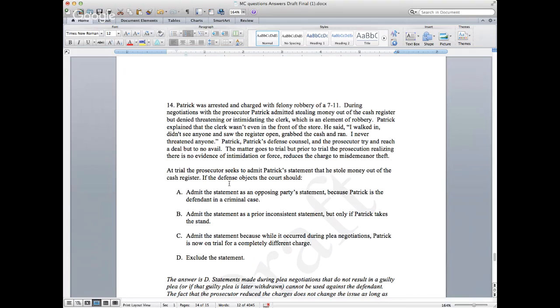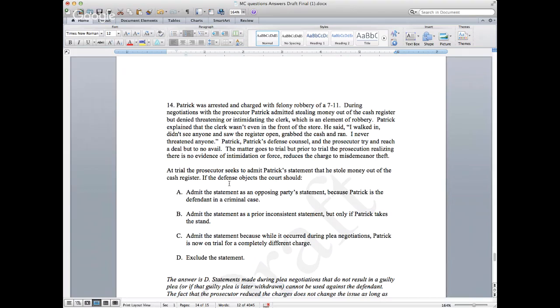During negotiations with the prosecutor, Patrick admitted stealing money out of the cash register. But you could only use those statements if he pleaded guilty. Remember, that was the rule, and these are relevant to exceptions questions. I'm not sure if this is 410, but these are not settlement negotiations, they're plea negotiations. And one of the issues here was you had to plead guilty. He didn't plead guilty. He's going to trial. So these statements would not be admissible because the rules don't allow them in.